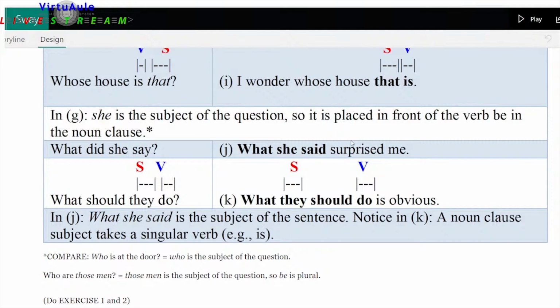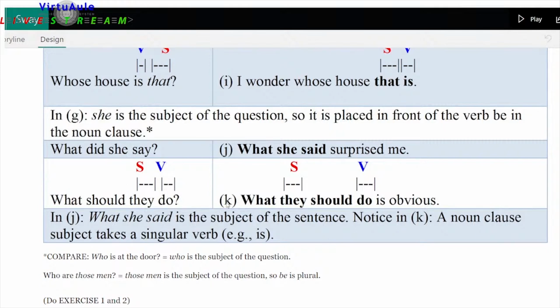Surprised is the verb. Let's look at this in another way. What should they do? This is a question. We have the auxiliary should, then we have the subject, then we have the verb. Well, this is actually the infinitive because this is the normal order: what, question word, should, auxiliary, they, subject, and the infinitive do, because should takes the infinitive without to.